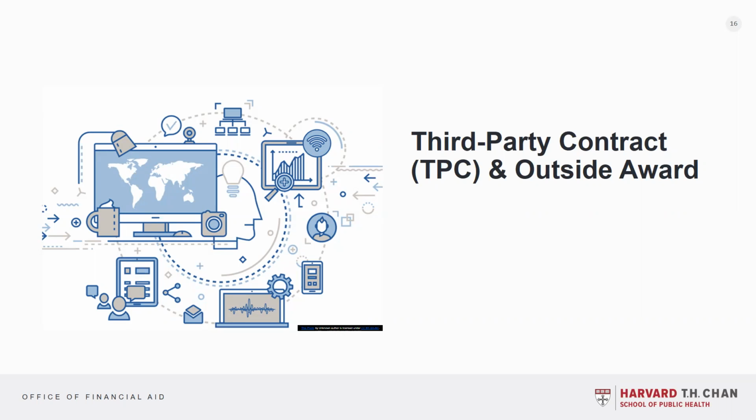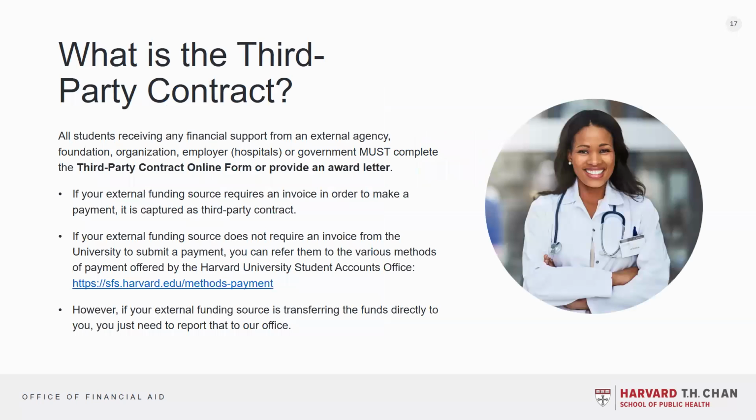In this session, we're going to cover third-party contract. What is third-party contract? Third-party contract, formerly known as sponsor billing, is for students whose educational expenses are being paid by a third party, defined as outside organizations, Harvard-affiliated hospitals, institutions, employers, as well as government. And they must submit the third-party contract online form or provide an award letter.